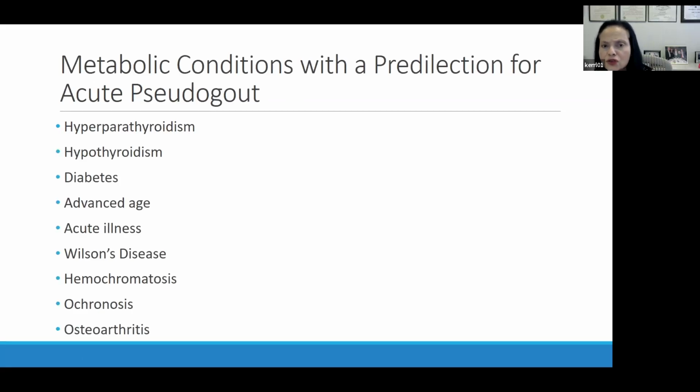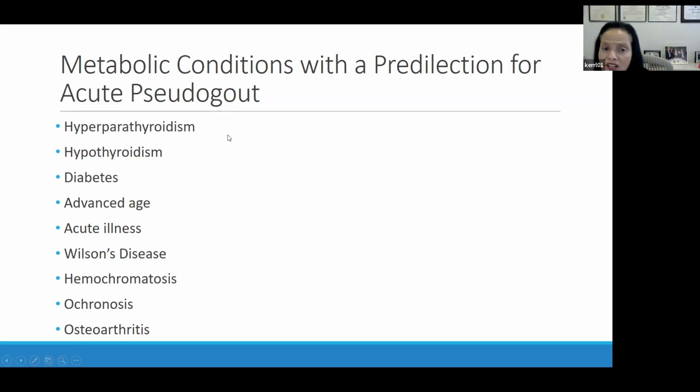And the next slide shows you that the only metabolic condition that is a risk factor for pseudogout that is associated with hypercalcemia is primary hyperparathyroidism. Everything else on this slide has no association with hypercalcemia. So we don't lower serum calcium. Serum calcium alone is not a risk factor. There are other factors that we have yet to define.